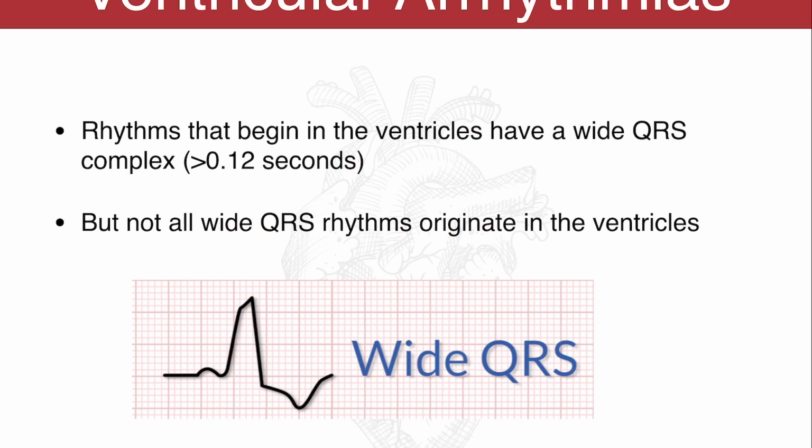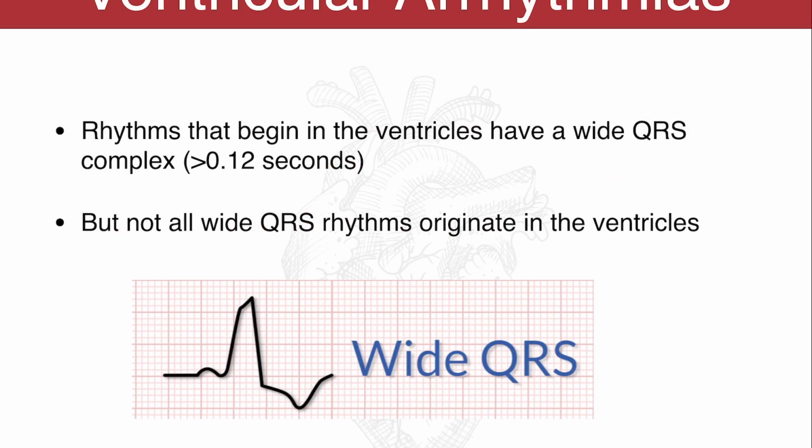So rhythms that begin in the ventricles are going to have a wide QRS complex. That is a duration that is greater than 0.12 seconds, or 3 small blocks. Now, not all rhythms that have a wide QRS complex originate in the ventricles, but essentially all ventricular arrhythmias will have a wide QRS complex. As I mentioned before, sometimes you can have abnormal or aberrant conduction through the His-Purkinje system, and we call that a bundle branch block. We'll get into those after the midterm.